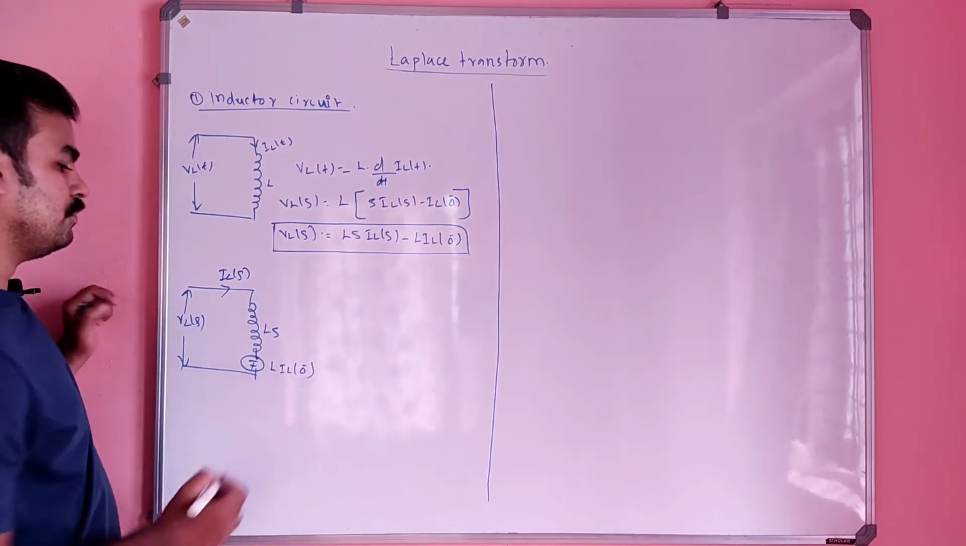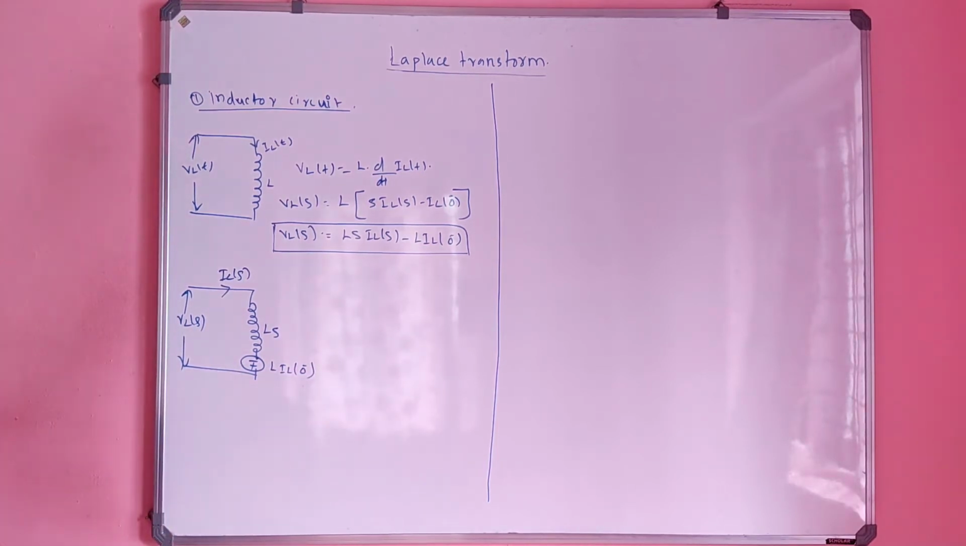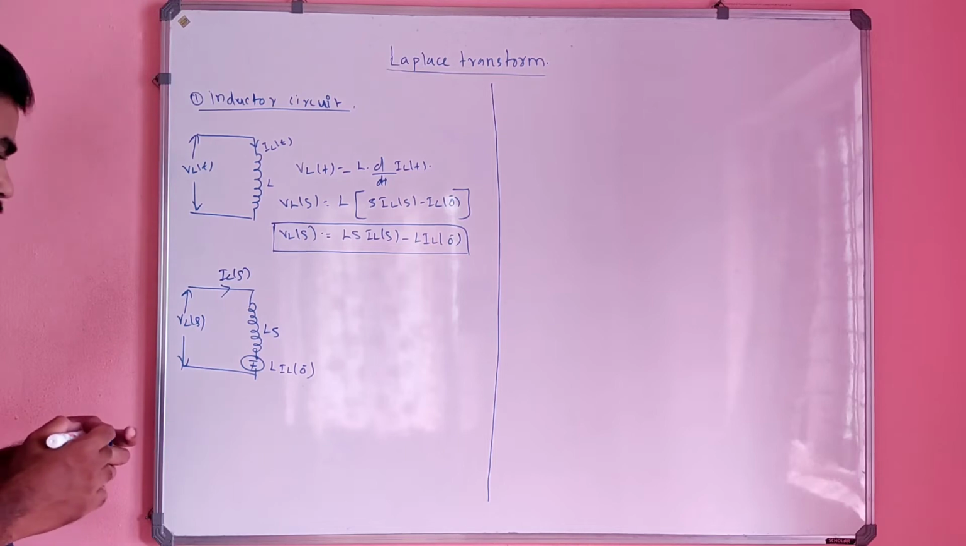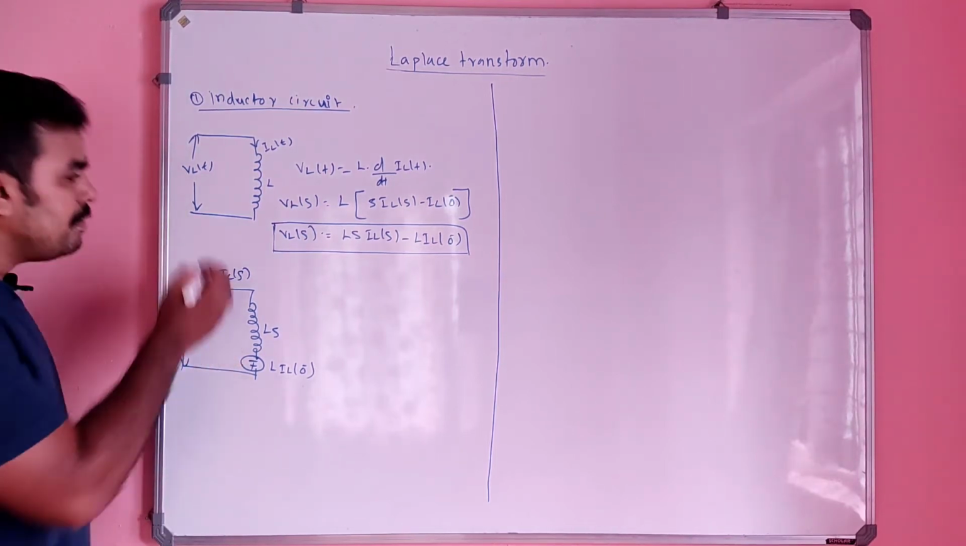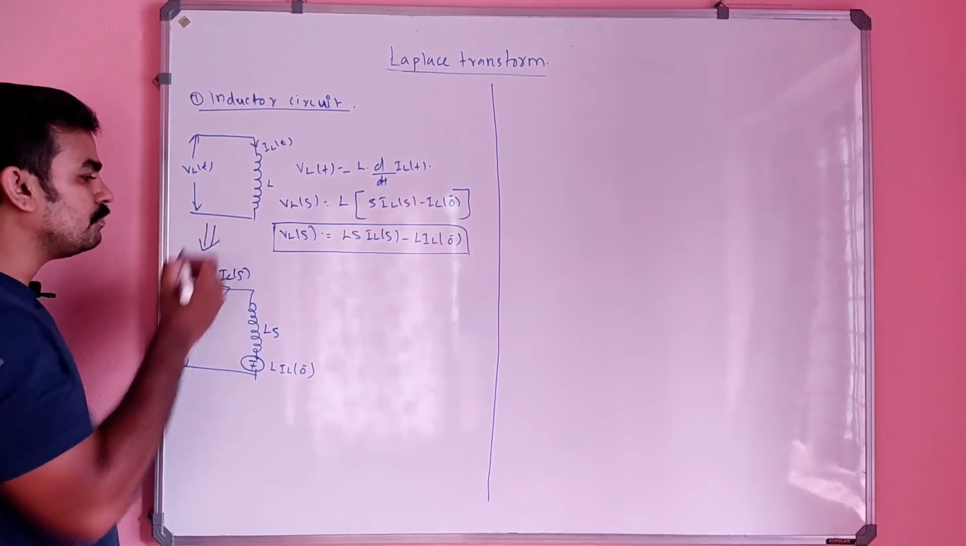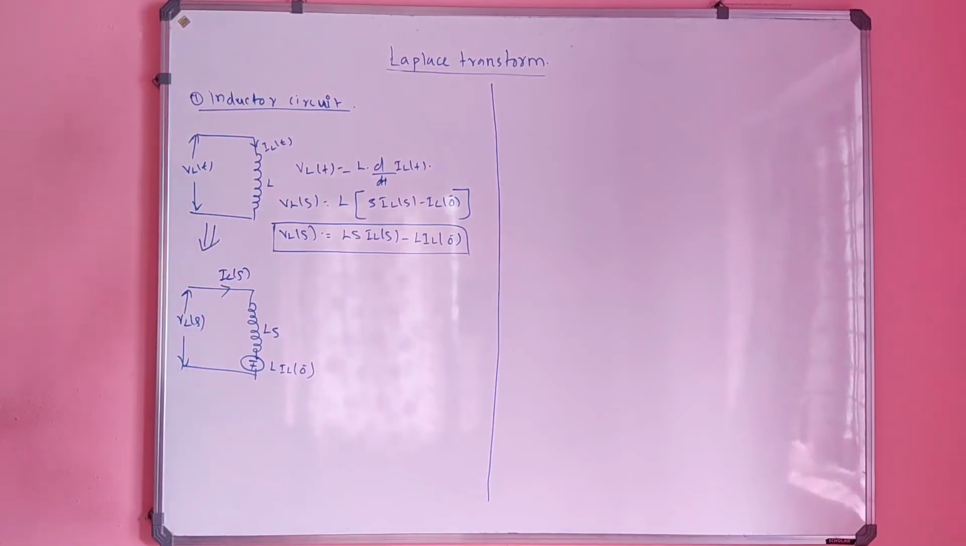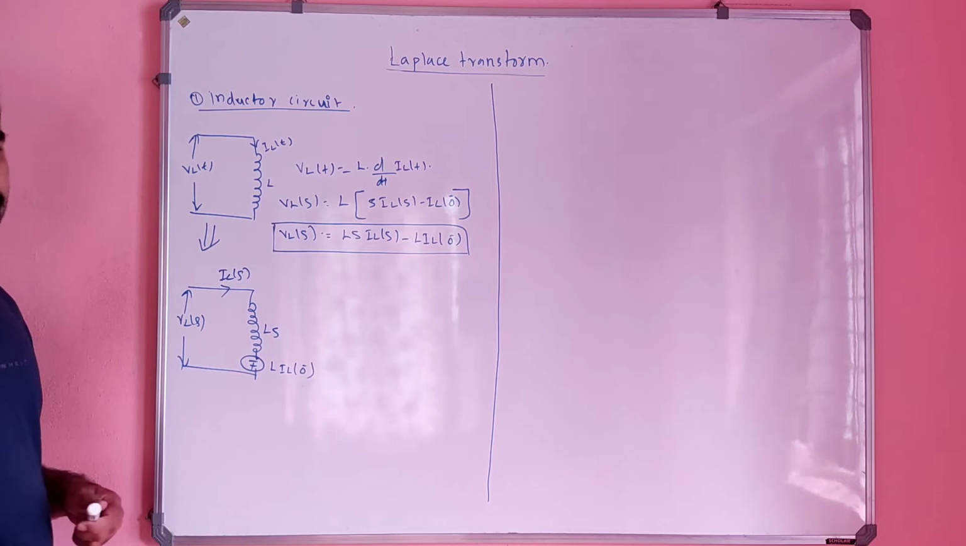so I can change my circuit like a voltage source of L into IL of 0 minus, L into IL of 0, correct? So this will be the representation of this one. This will be the S domain representation of this one.